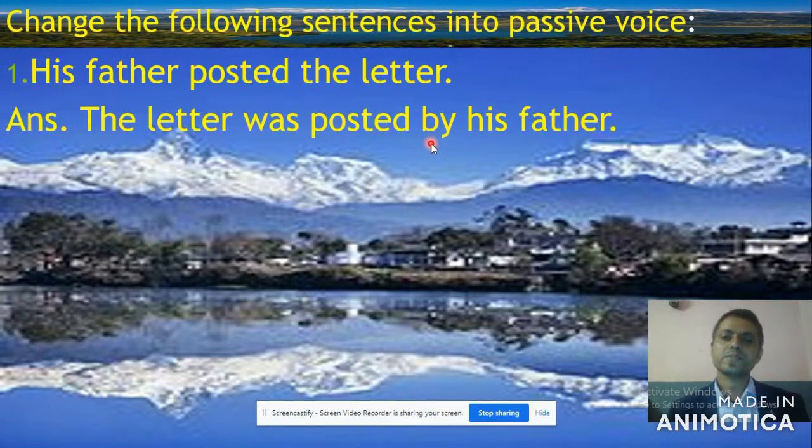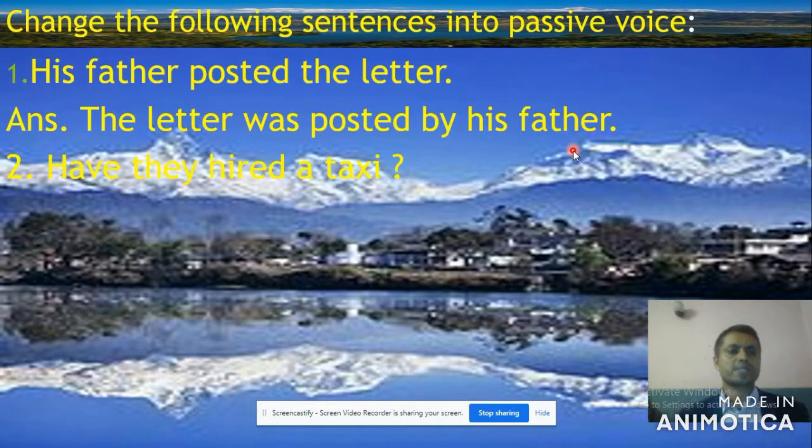Got it? This is the letter, the new subject. This object becomes the subject here. Was or were: this is a singular subject, so we should use was. Then posted, which here is verb 2, but we should use verb 3, the past participle of the verb: posted by his father. Now let's go to number 2.